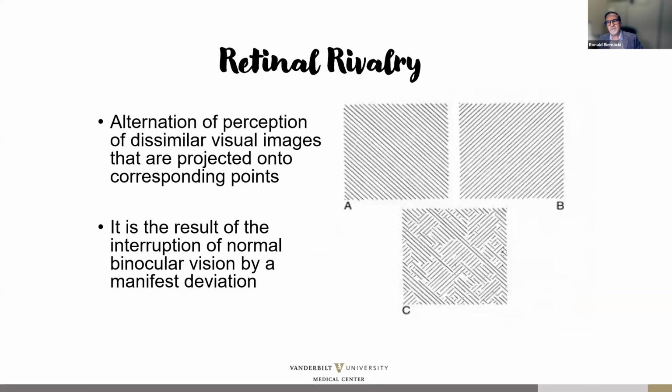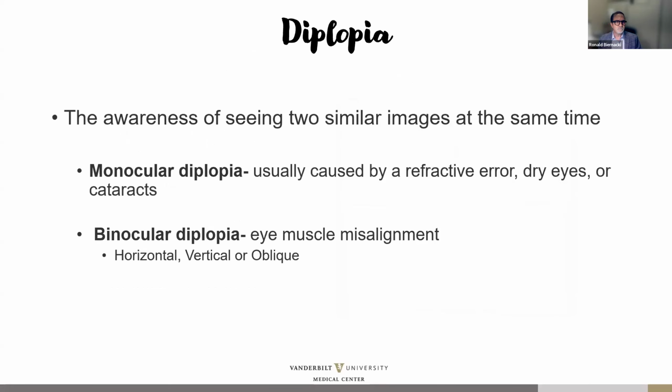Retinal rivalry occurs when corresponding areas of the two retinas are stimulated by non-fusible objects that may differ in color, contrast, and contour. It's a visual phenomenon where the brain struggles to perceive two different images presented simultaneously. This leads to perception of only one image at a time, with the two images alternating dominance over time.